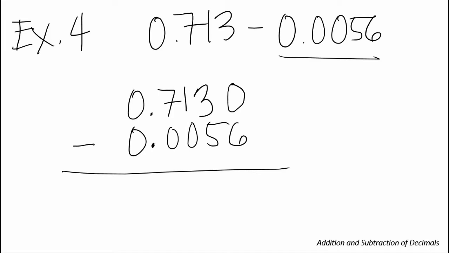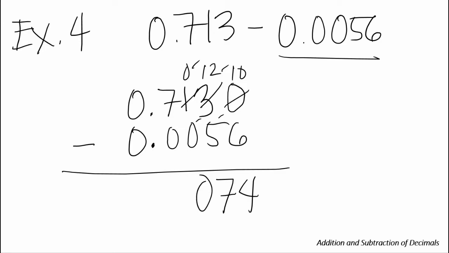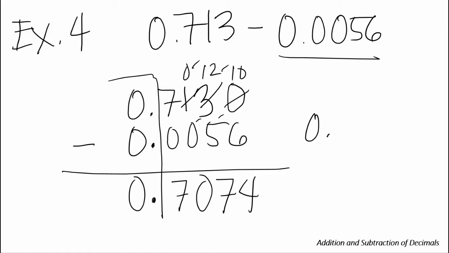We will borrow 10 from 3. So this will be 12. This will be 10. Okay. And this will be 0. So we can do now 10 minus 6 equals 4. 12 minus 5 equals 7. 0 minus 0 is 0. Then 7 minus 0 is 7. Then we bring down the decimal point here and the 0 as well. So the answer will be 0.7074.